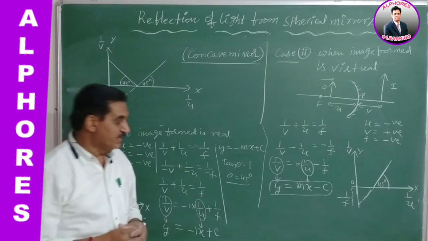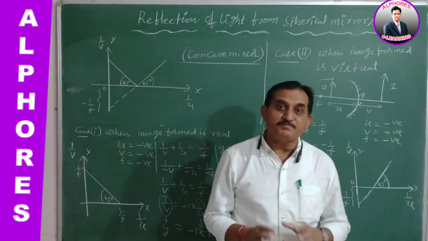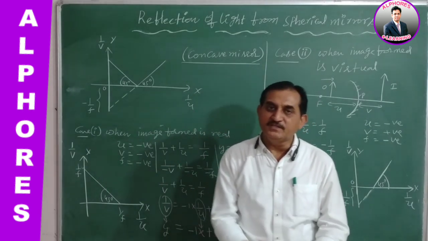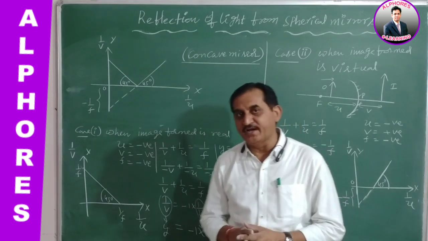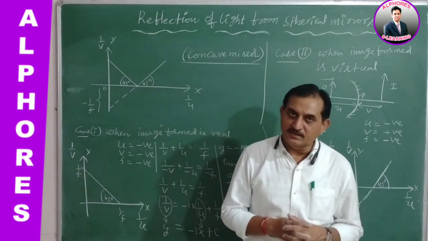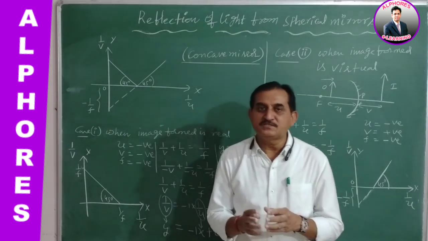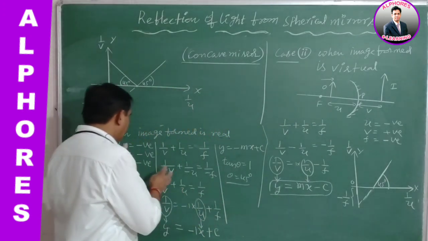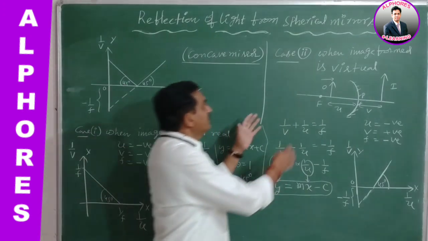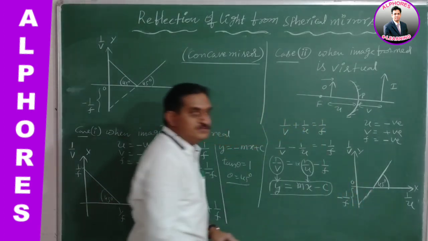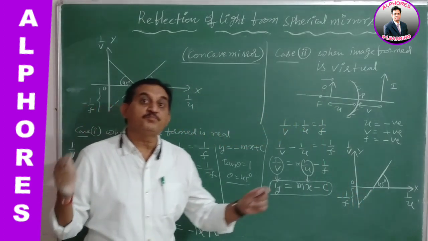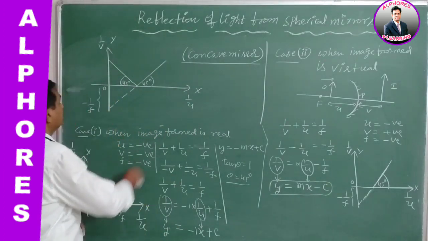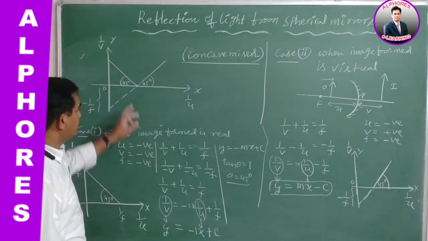In case of a concave mirror, two cases are possible. Whenever the object is between infinity and the focus point, the corresponding image is real. Whenever the object is within the focus, the corresponding image formed is virtual. If it is real, the graph is like this. If it is virtual, the graph is like this. So as a whole, from infinity to the pole of the concave mirror, imagine its position, then these two are combined together and you will get the final graph like this.